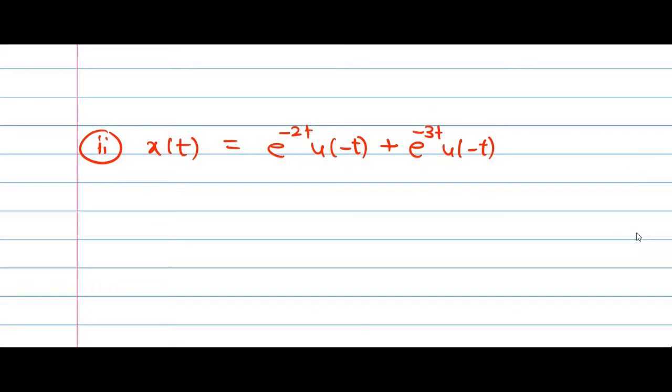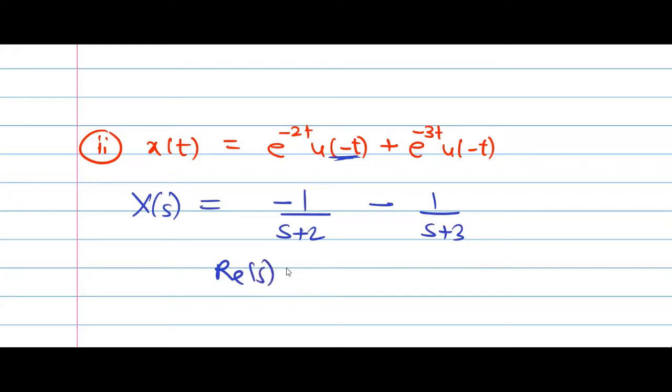Next question, e raised to -2t u(-t) plus e raised to -3t u(-t). So X(s) will be, since it is u of minus t, a minus sign will come in the answer: -1 upon s plus 2, -1 upon s plus 3. So the ROC is real of s less than -2. Why less than -2? Because of u(-t). And here the denominator is less than 0, so real of s is less than -3.